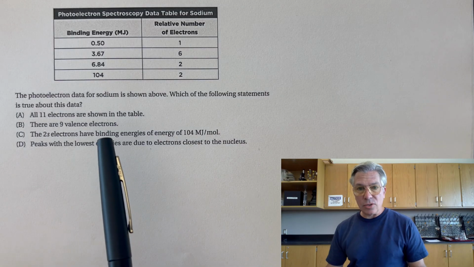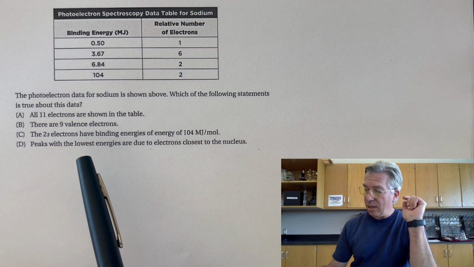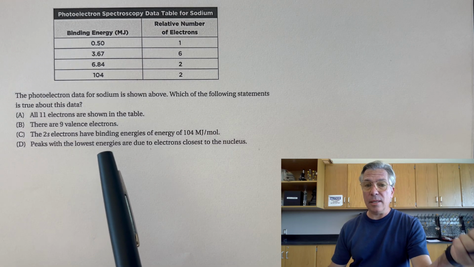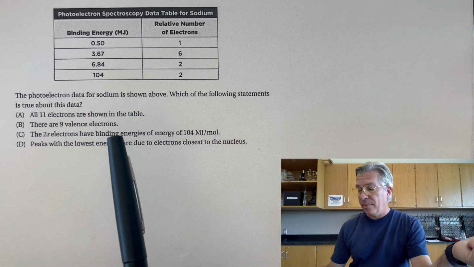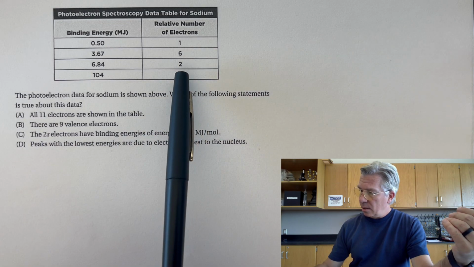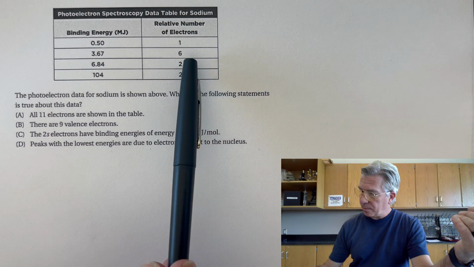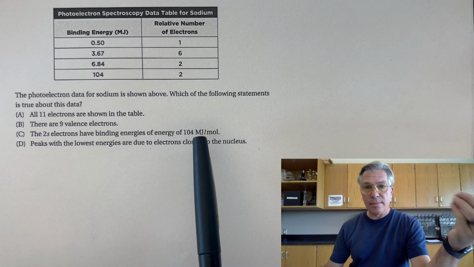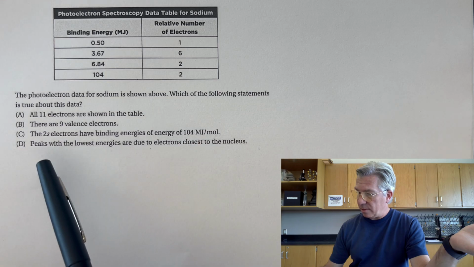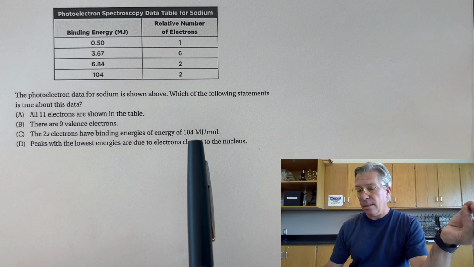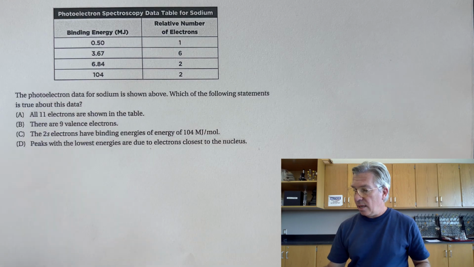There are 9 valence electrons. Now, I'm immediately going to go with the red flag on that one because I know that the maximum number of valence electrons is 8. 2 from the s, 6 from the p, 8 is the max, and that's going to be incorrect. Now I'm just going to double check the other answers. The 2s electrons have binding energies of 104. So 1s, 2s. The 2s is actually 6.84. So that doesn't work. That's going to be false. And peaks with the lowest energies are due to the electrons closest to the nucleus. That's also false because they would be the highest energy closest to the nucleus. And so it is true that all 11 electrons are shown in the table, and that's the choice we want to take.